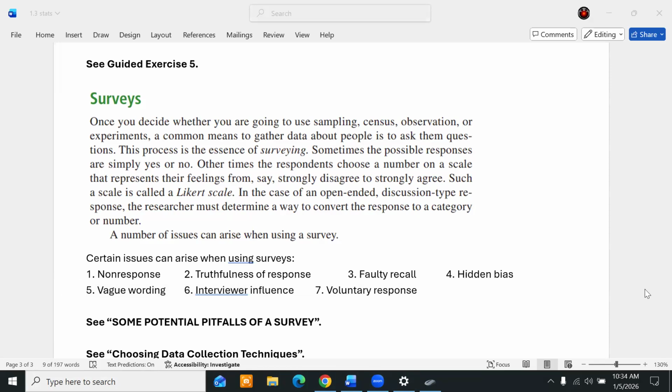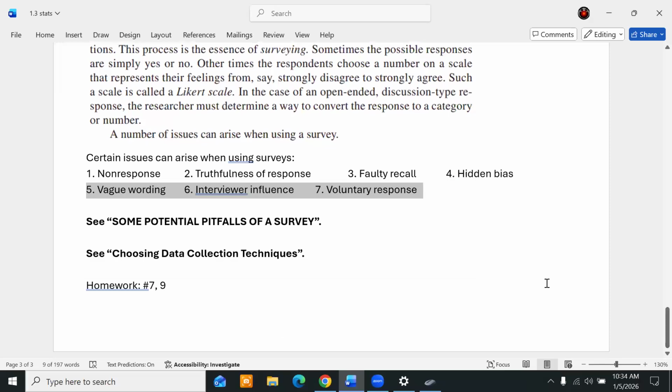So take a look in your textbook at potential pitfalls of a survey. And then take a look at choosing data collection techniques. For your homework in here, just take a look at problems 7 and 9. And all of your odd problems, by the way, you can click on it and get the answers so you know if you're on the right track or not.